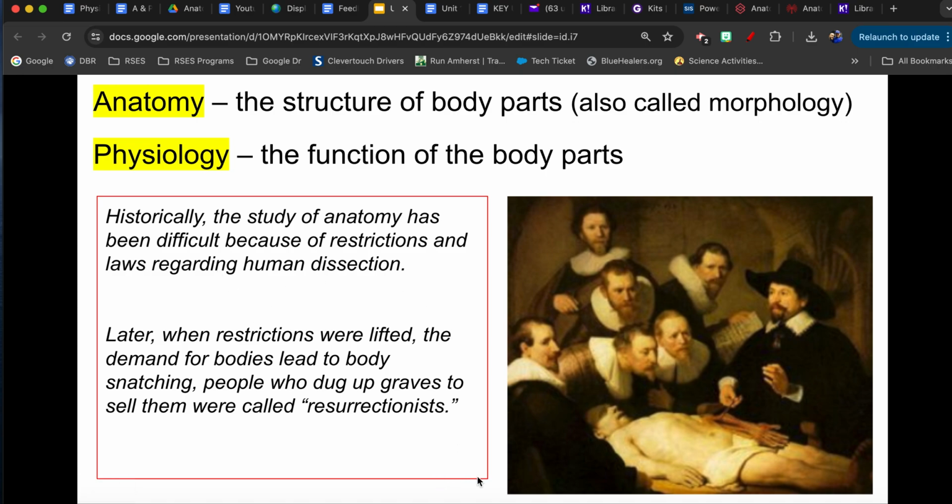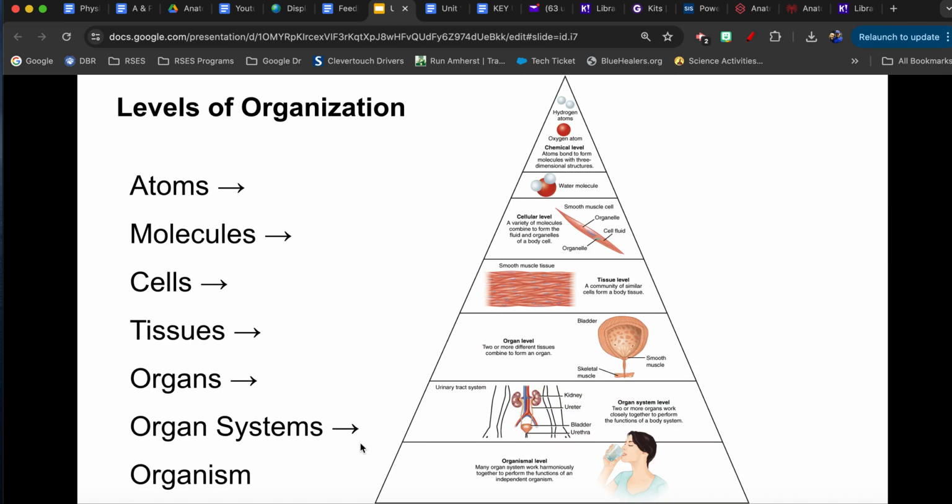You can look at this picture here. It's supposed to represent when they started learning about this. It was kind of hard because they didn't let people study dead bodies for a long time in human history, which limited how much expertise you could develop in anatomy and physiology back in the day.